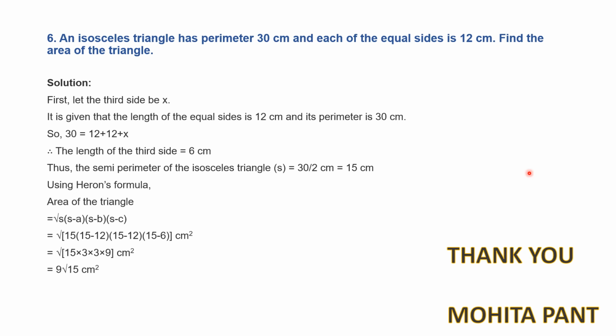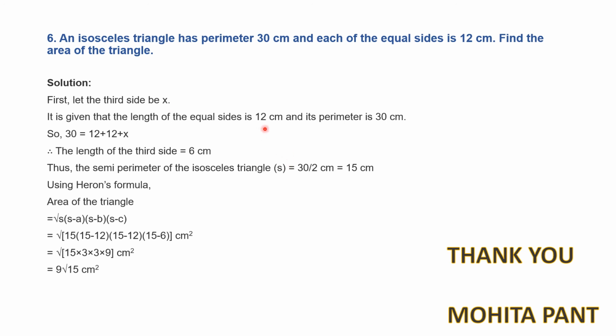Just see our next question. Now see, this is our last question. An isosceles triangle is given, which means two sides are equal. Perimeter is 30 and the equal side is 12. We have to find the area. Now the same thing: equal sides means two sides are known to us. The third side we will assume as x.